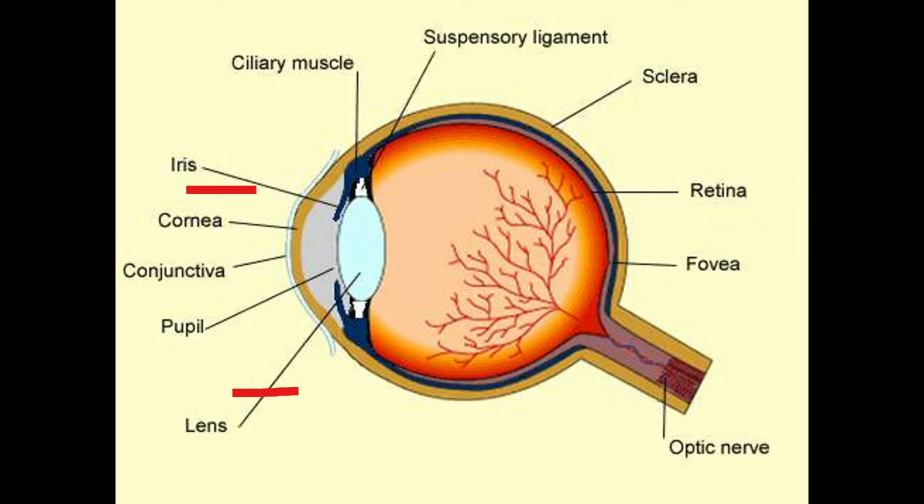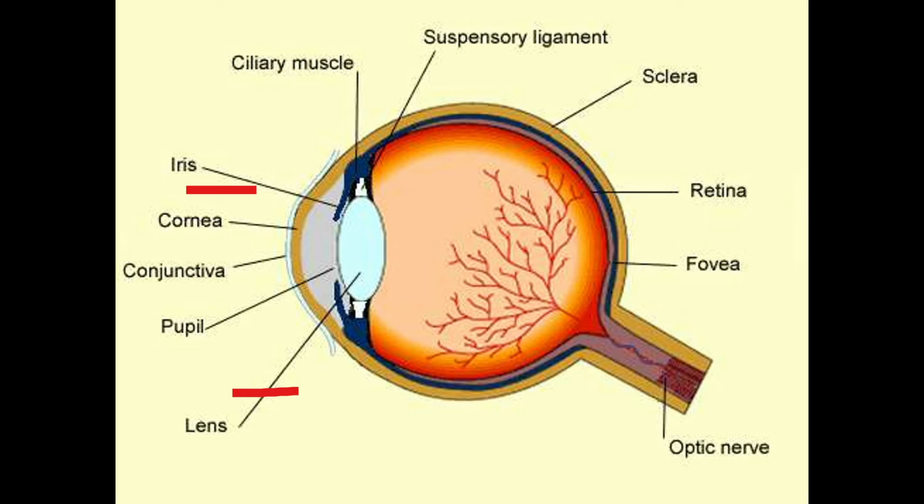Then the eye lens, it is held in its position with the help of ciliary muscles. Then on the back side of this spherical ball, that is eyeball, there is retina on which the image is formed, and then we have got optic nerve which carries electrical signals to the brain, and from there the interpretation of the image is done.